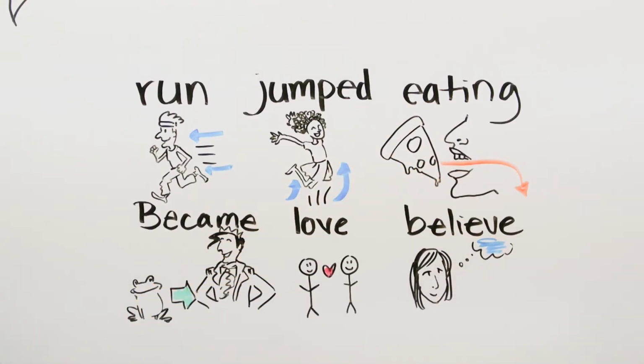we can do. Became, such as the frog became a prince, which is something that occurs, and love, as in I love you, or believe, which are both verbs that describe states.